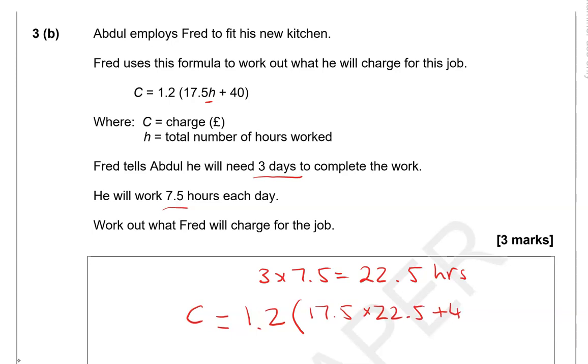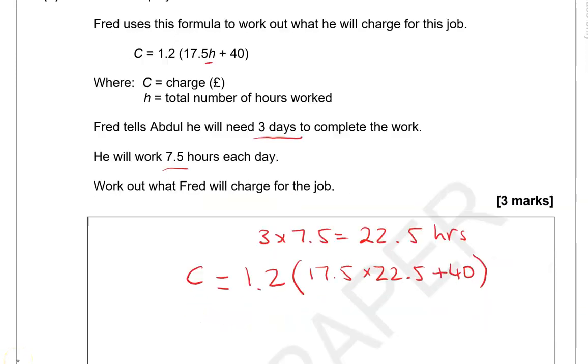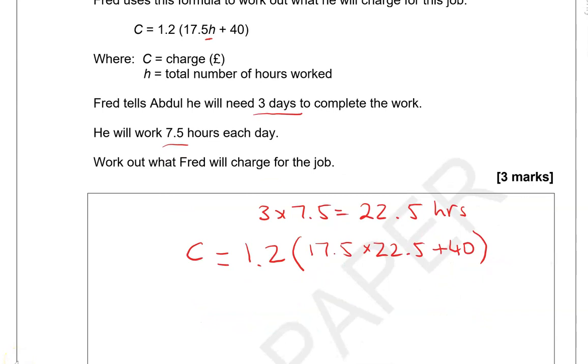22.5 plus 40. We know through BIDMAS that we need to do brackets first, so I'll keep the rest unchanged. So I'll write 1.2, and within the brackets we've got multiplication and addition, and we need to do multiplication first. BIDMAS reminds us of that. So 17.5 times 22.5, that is 393.75. Going to add 40 to that.